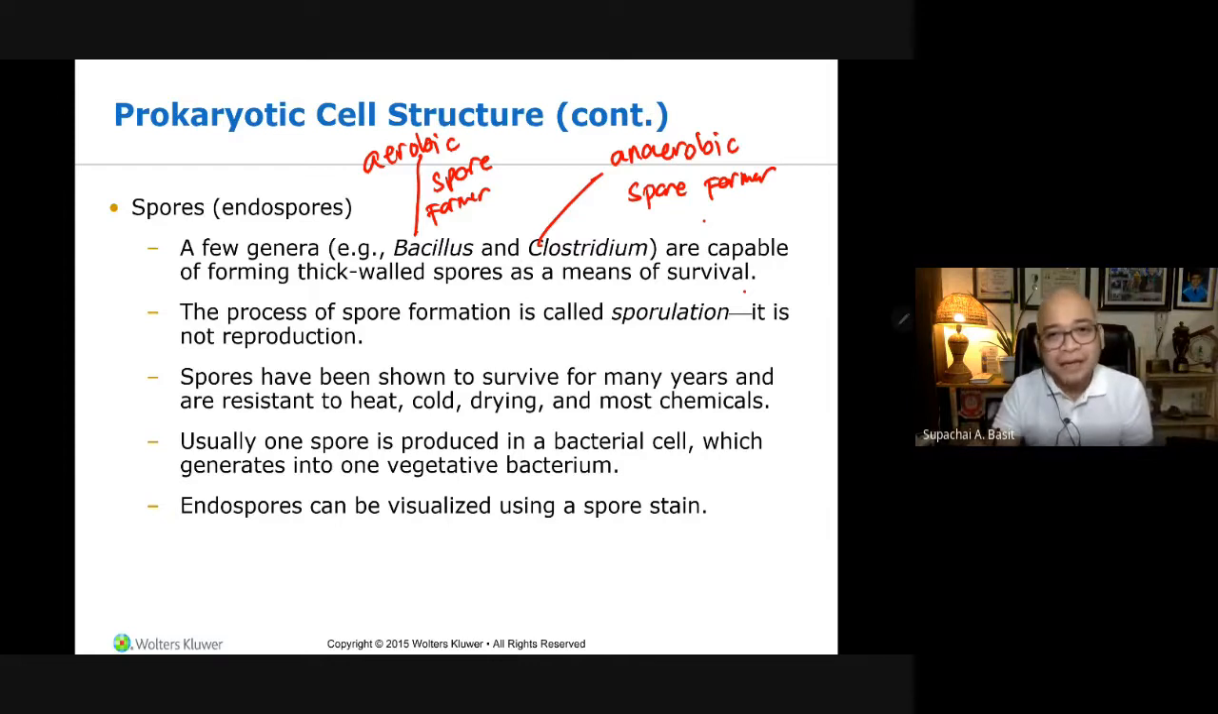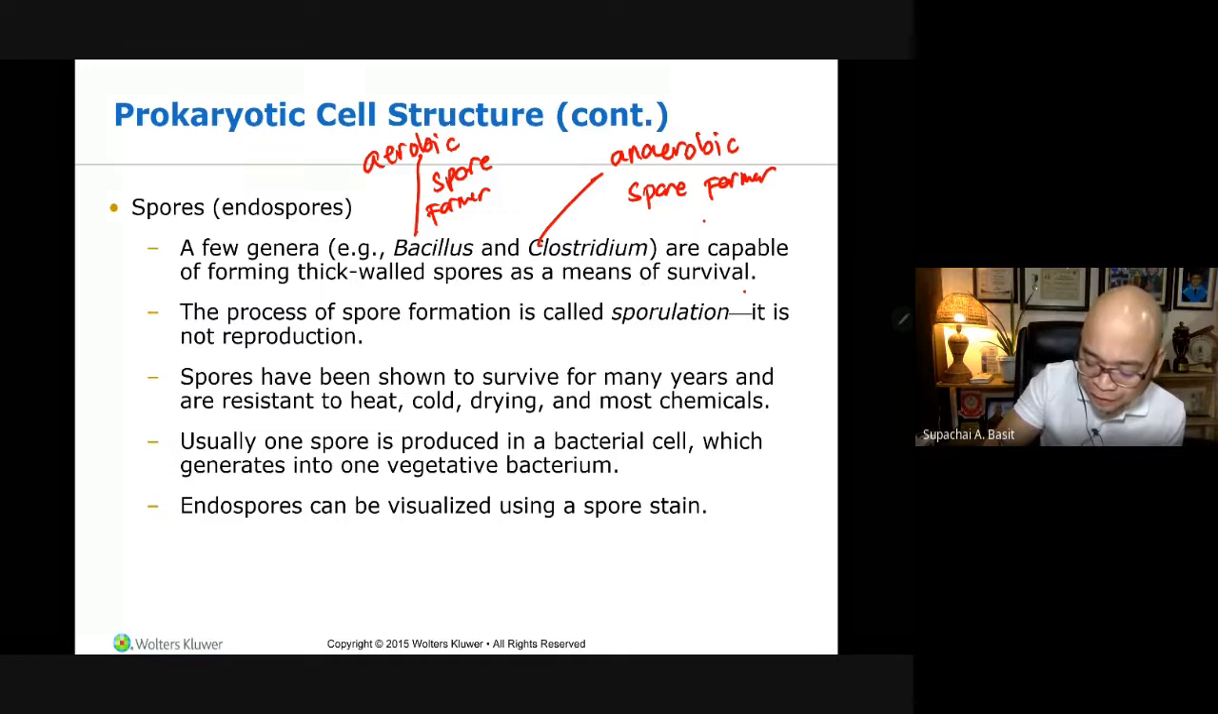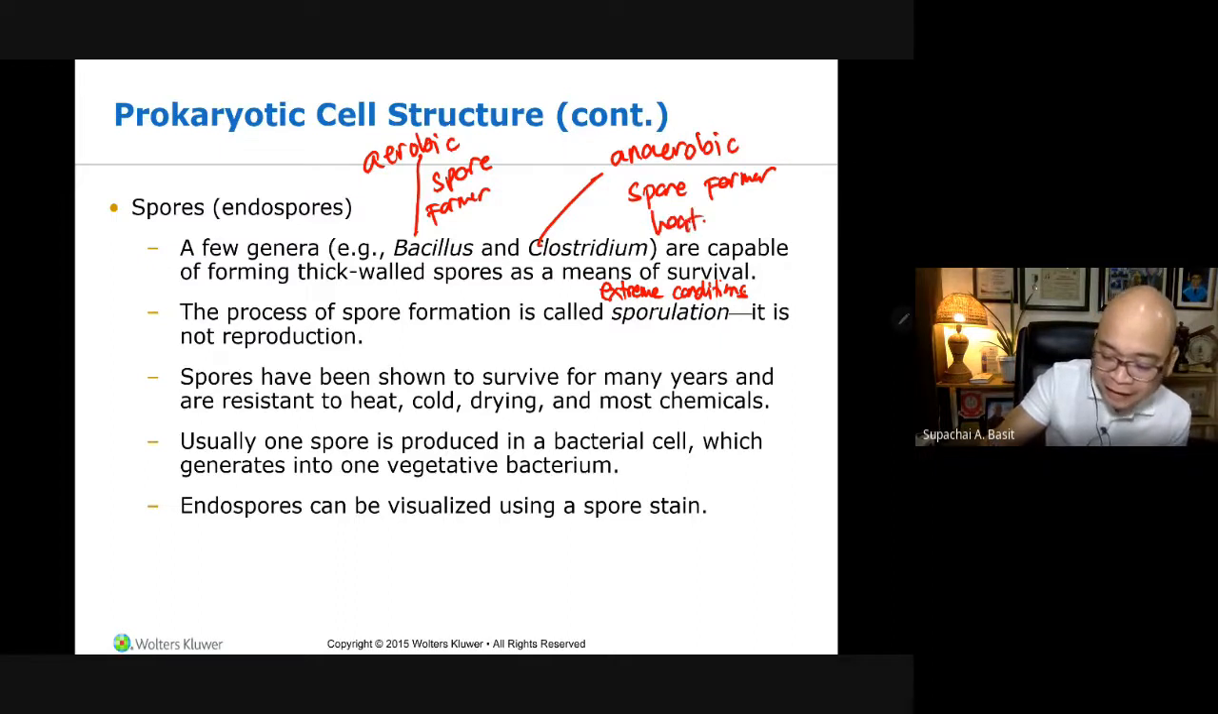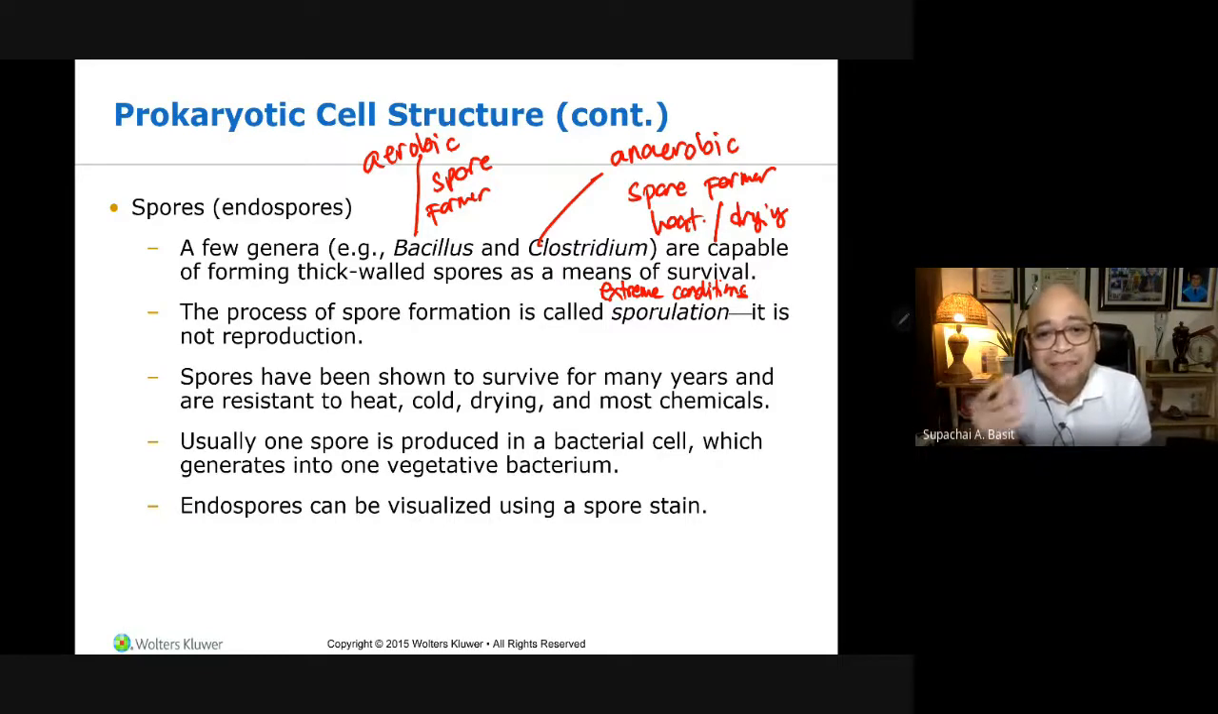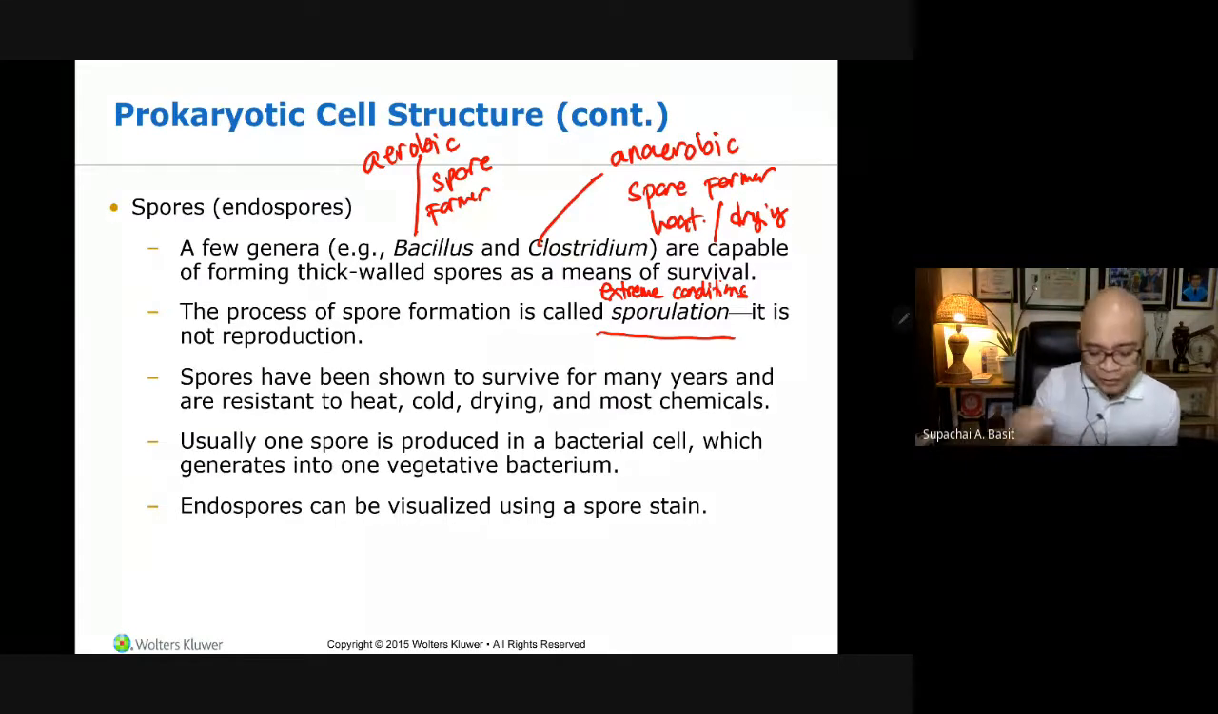And why are they important? Because they are important for survival in extreme conditions, such as heat and drying. If the conditions become unfavorable for bacteria, they will start to form a spore. This particular process is called sporulation. And sporulation is not reproduction, so that's different. So what is sporulation?